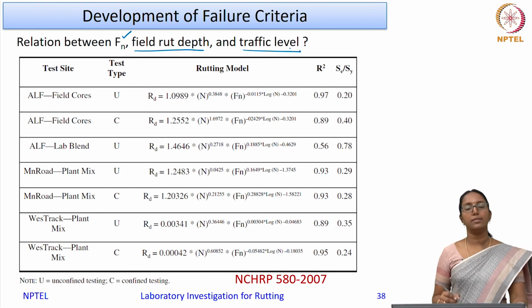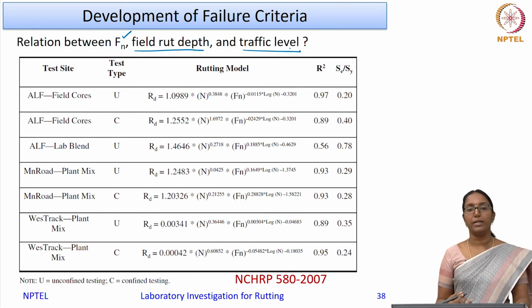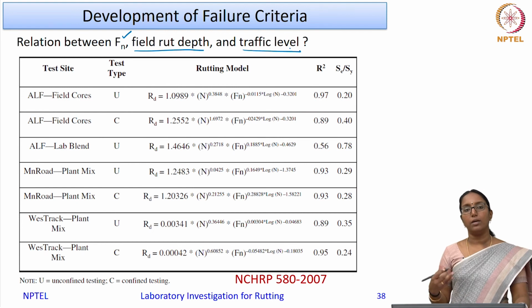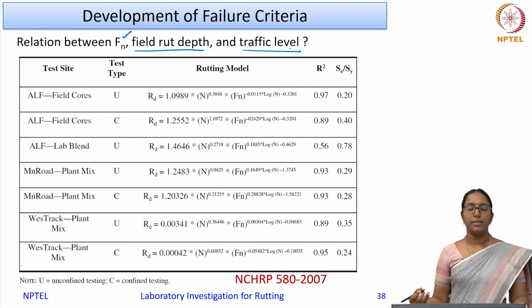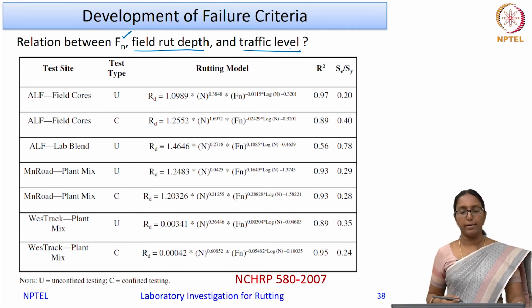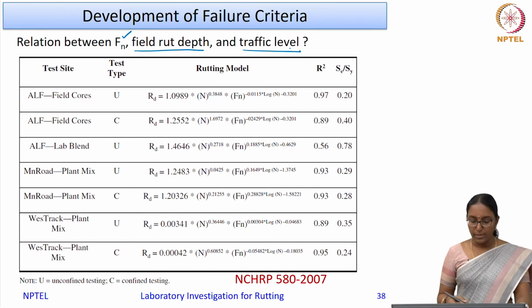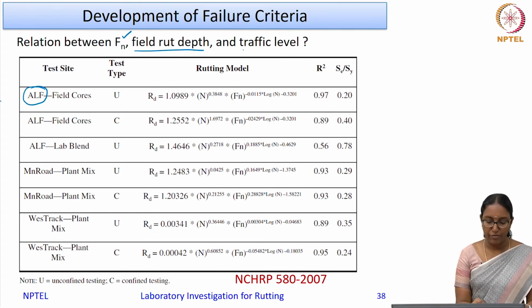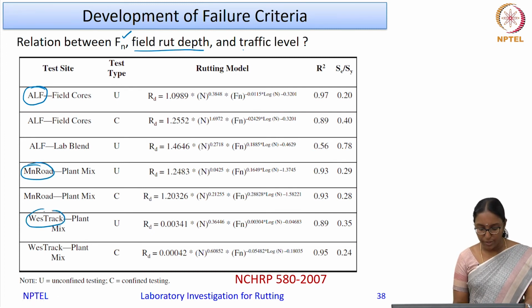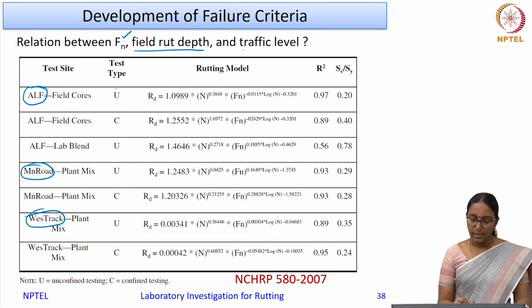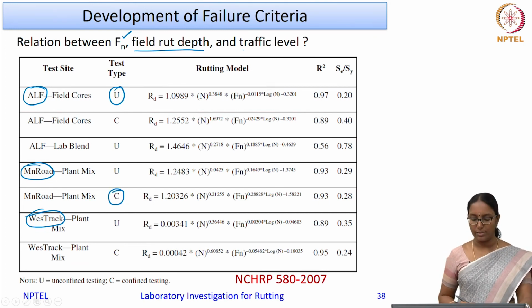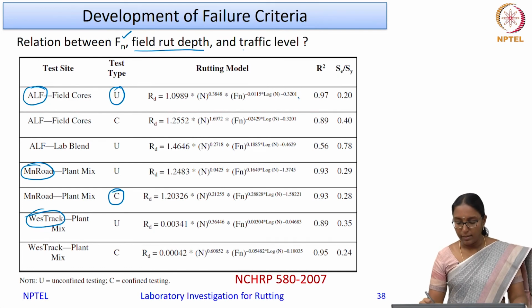Such relations are possible to be developed once you have enough studies conducted in the field or on accelerated test tracks or on any other accelerated loading facility as well. What you can see is that these are some of the relations developed from an accelerated loading facility, MnRoad, West Track, etc. Here are the test track data collected from that test track, and these tests are also conducted in the laboratory in the unconfined as well as in the confined conditions. And then this is a typical relation that is developed.